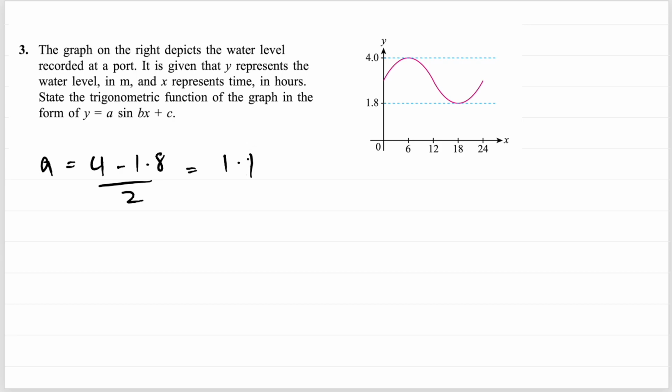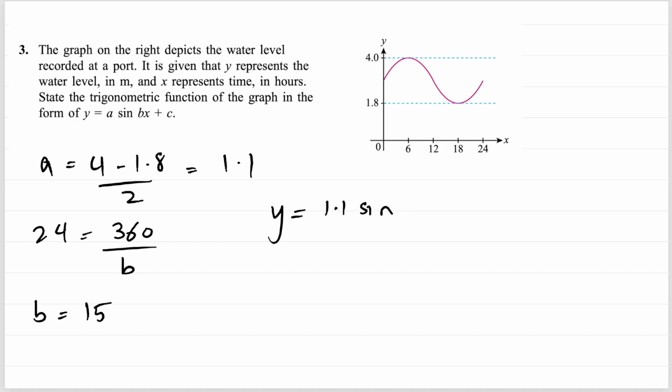Okay, and then next you find the value of B. So satu period ni, satu complete circle ni, satu complete cycle ni, dia punya value adalah 24. So 24 is equals to 360 divided by B. So you want to find the value of B here. So B is 15, and then you can write y is equals to 1.1 sine 15x plus initial amplitude is 1.1. So from 1.1 pergi kepada 4.0 berapa? Tolak je lah. So 4 minus 1.1, you akan dapat 2.9 plus 2.9. And that's your final answer.